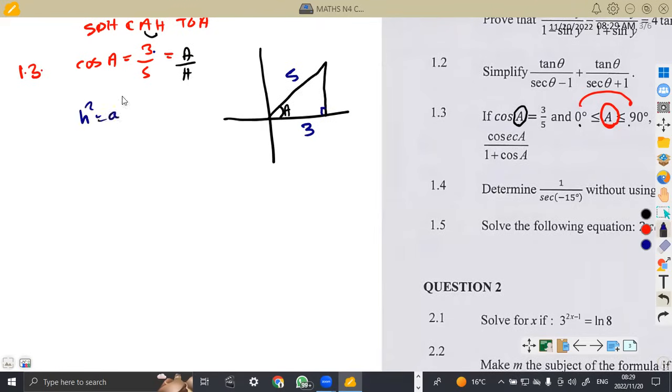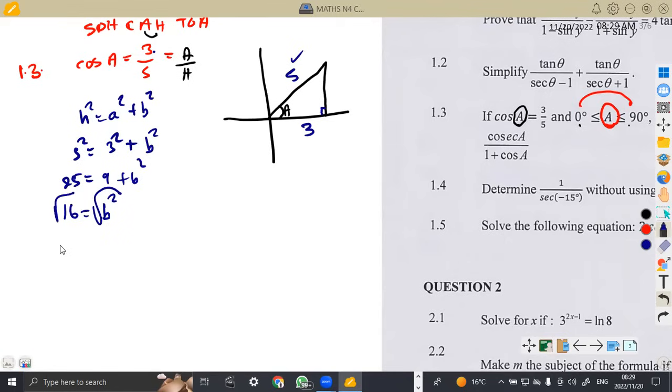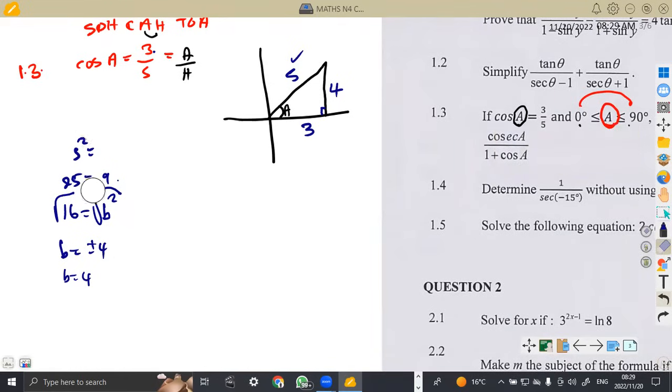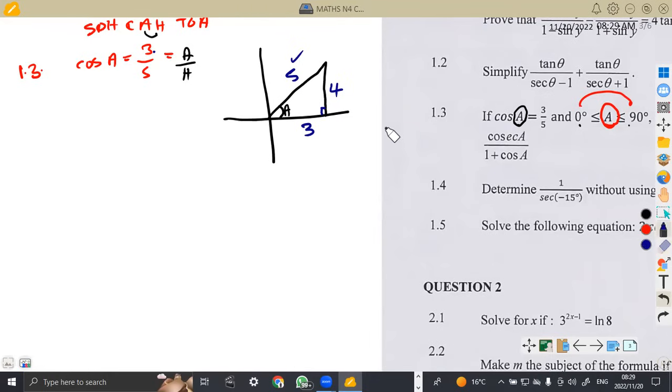We know that h squared is equal to a squared plus b squared. That's the hypotenuse squared. 5 squared is equal to 3 squared plus the other side that we do not know. 25 is equal to 9 plus b squared. 25 minus 9, that's 16, which is equal to b squared. Then we take the square root of both sides, which is plus or minus 4. But here we are referring to a positive side. So our b, which is the other side, is 4. This side that we see here is 4. This is just to give us the other side of the triangle, so that we can simplify the expression that we are given.